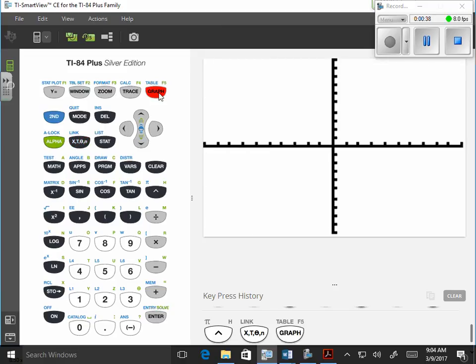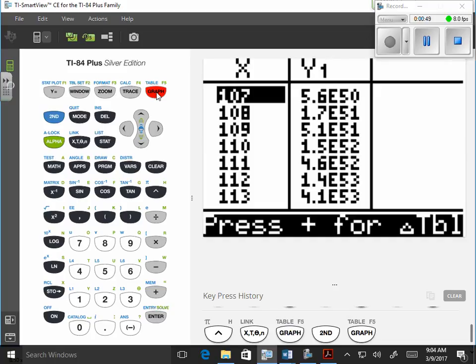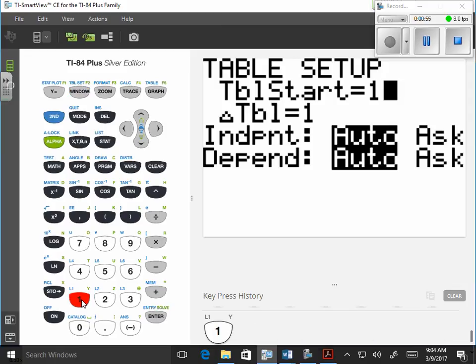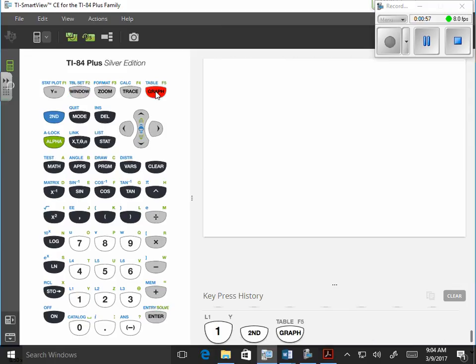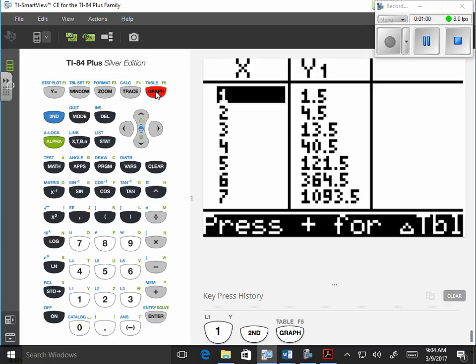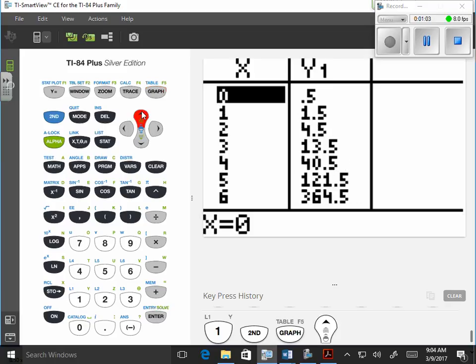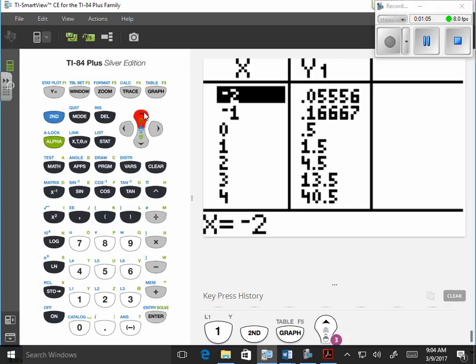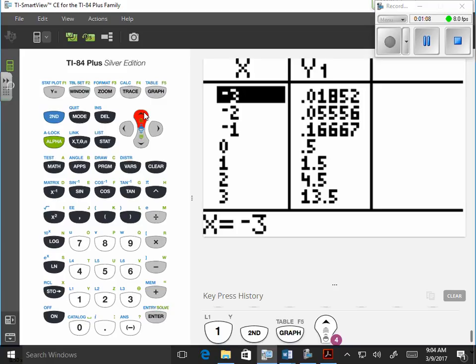Now if you just hit graph, that may not tell you much. You go to the table and plot the points. Yikes. I don't want to start at 107. Let me start at 1. So put a point at 1, 1.5. Put a point at 0.5. Put a point at 2, 4.5.